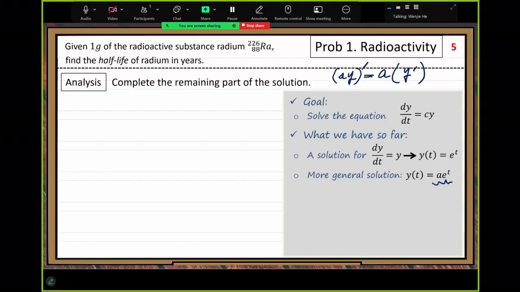Then, because this A we can change, right? A could be 1, could be 2, could be -1, even if A is negative, it's still true, right? Any constant. Even A equals 0, it's true, right? Any constant we can put there, okay?